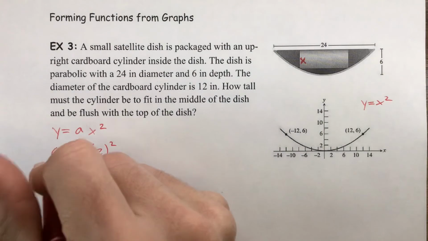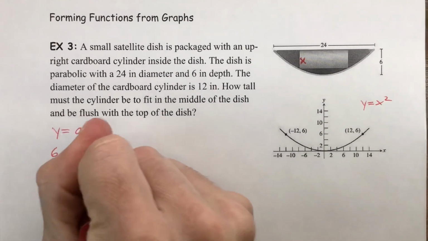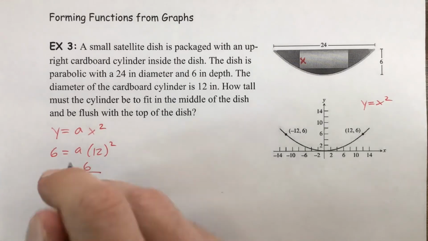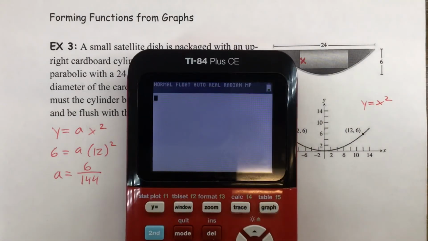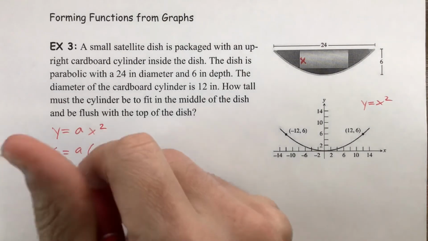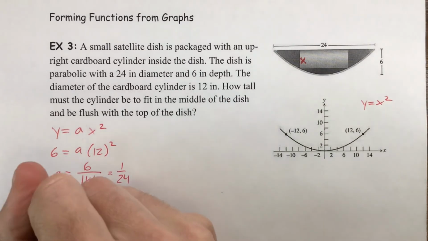All right, so a is going to be equal to 6 divided by 12 squared, which is 144. And of course, this is going to reduce, so let's have the calculator do that. We'll take 6 over 144, reduce that fraction to 1/24. So overall, we get this equation.